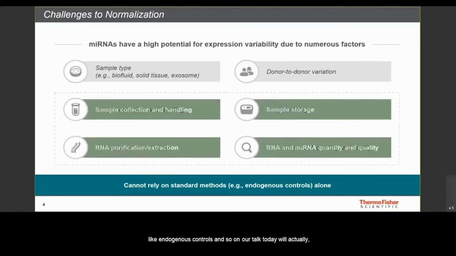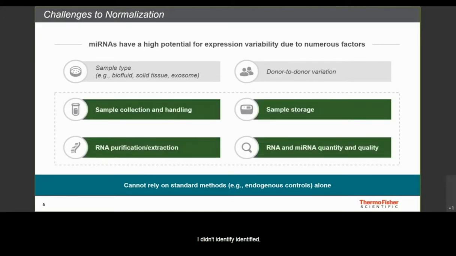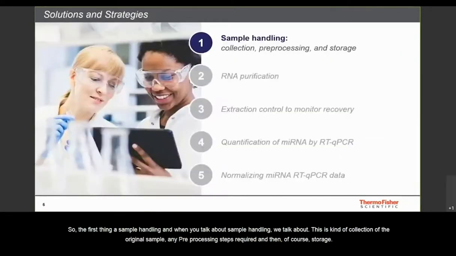And so in our talk today, we'll describe ways to handle four of the six challenging parts to normalization: collection handling, storage, purification, extraction, and then RNA, microRNA, quantity, and quality. So the first thing, sample handling.